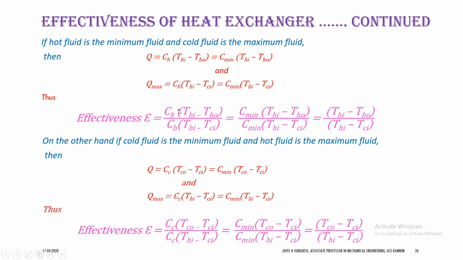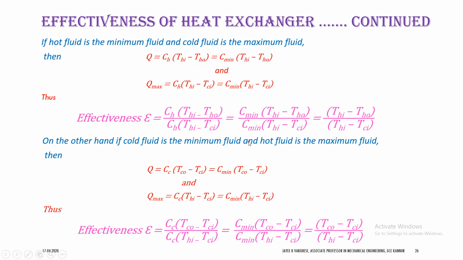Effectiveness is equal to CH into Thi minus Tho divided by CH into Thi minus Tci. So in this particular case, if hot is the minimum fluid, both will be written as C min into this divided by this. If you write the heat transfer in terms of the minimum fluid, then C min by C min will get cancelled, and it is merely going to be the ratio of the temperature differences: the temperature difference of the minimum fluid divided by the maximum possible temperature difference.